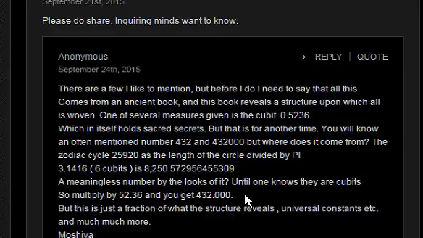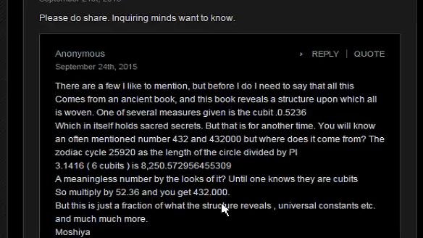Okay, interesting suggestion. So here we have the connection between the zodiac cycle and the number pi, and with the number 432. Okay, but we have the connection if we use the cubits as the type of measurement. Interesting, really interesting. I didn't check this, but maybe I will check this later. But it seems interesting. But this is just a fraction of what the structure reveals. Universal constants, and much more, said Moshia. Thank you, Moshia, for your observation.